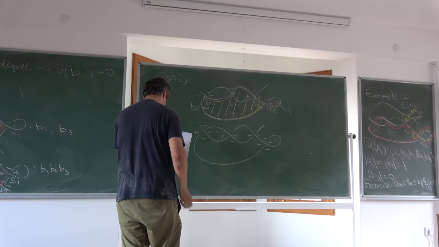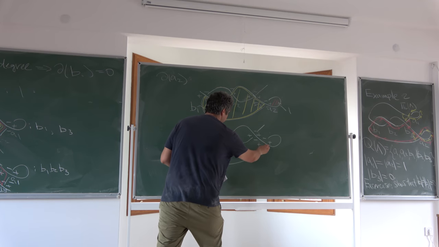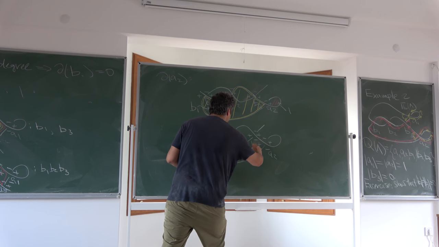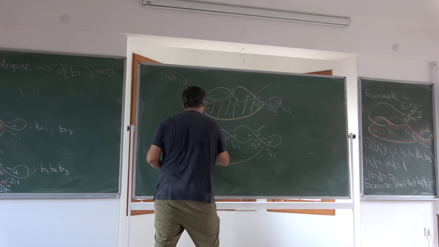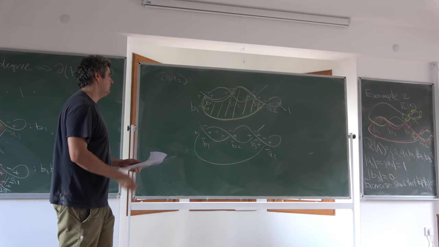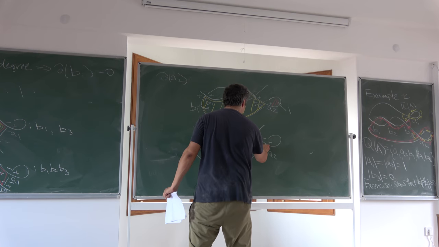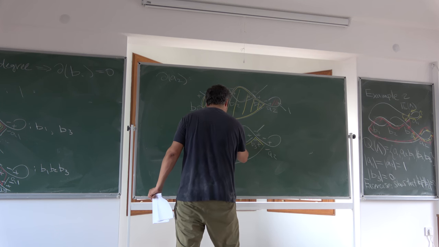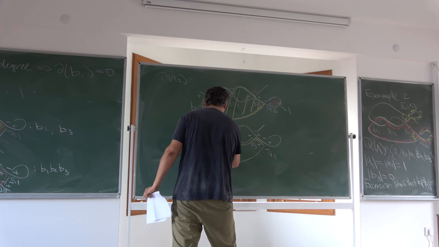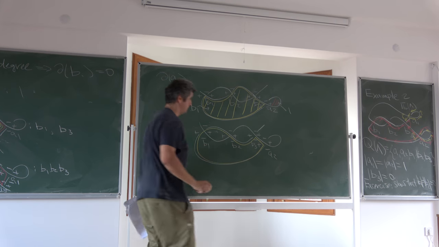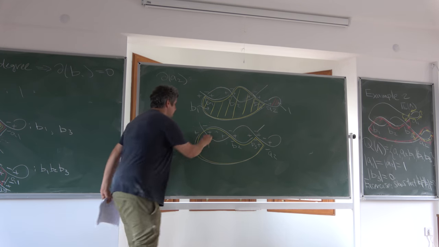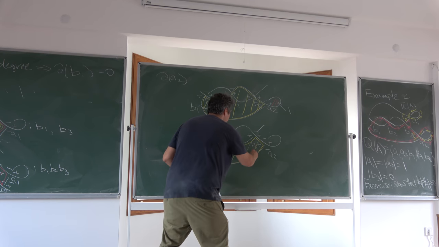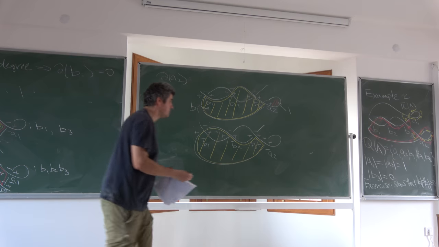Now the next guy. So we start from, once again, A2. So this is B3, B2, B1. We start from A2, we get to B3 minus. And then we go this way, this way, all the way around, and we get back. Okay? So this way we get a contribution of B3.